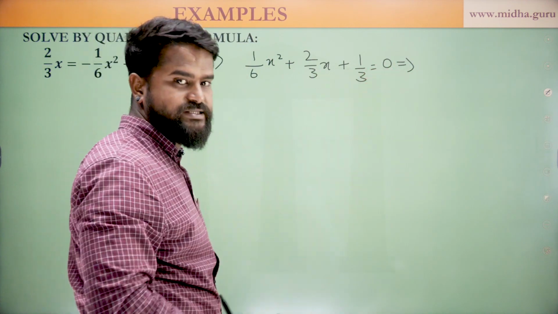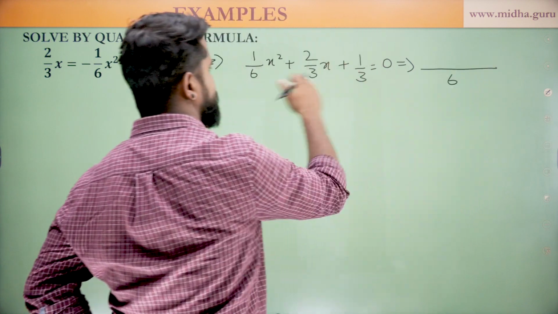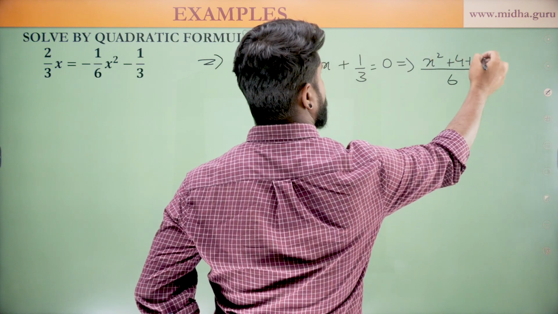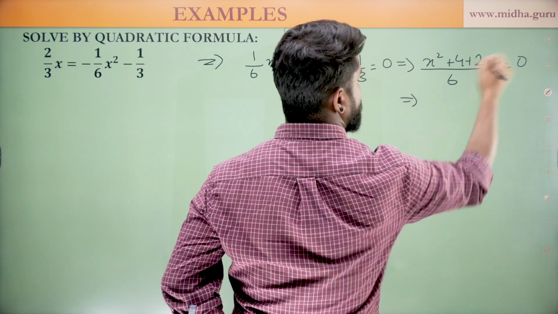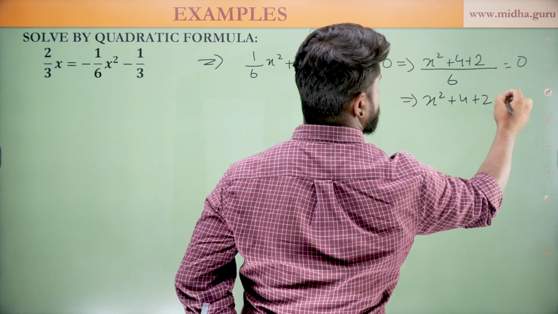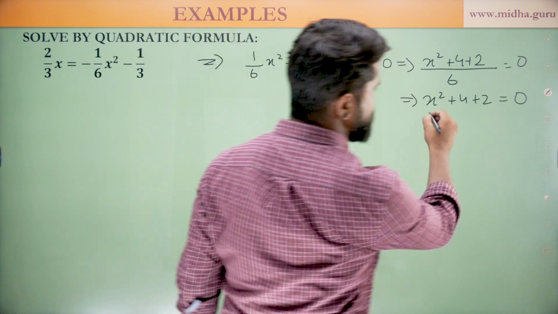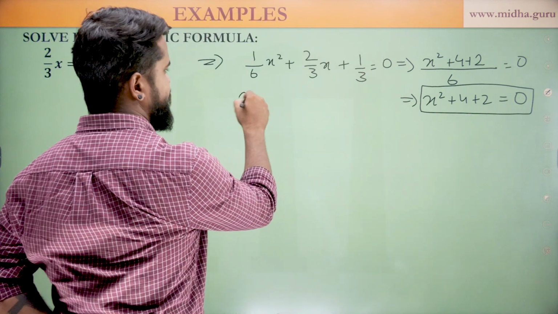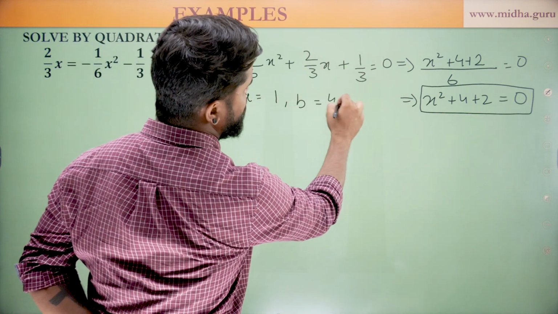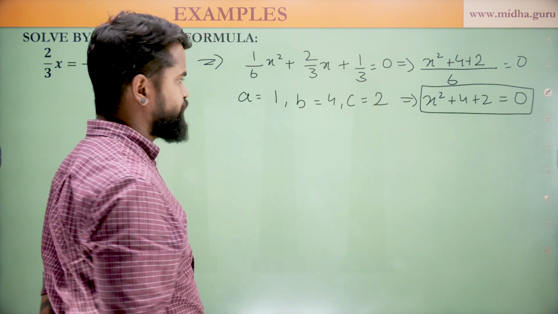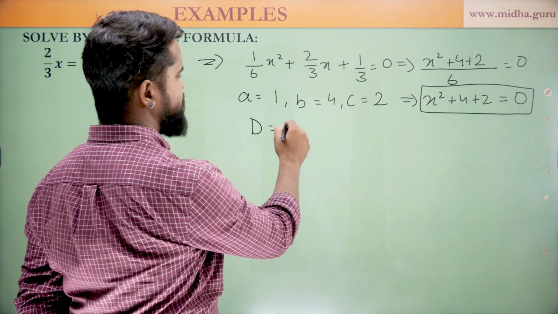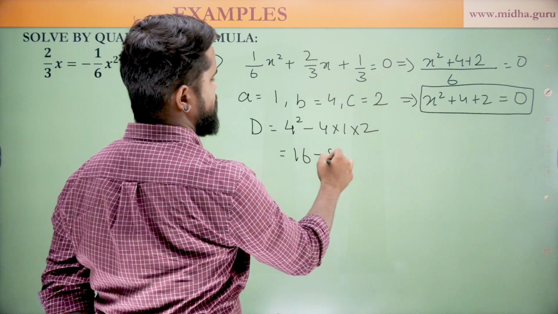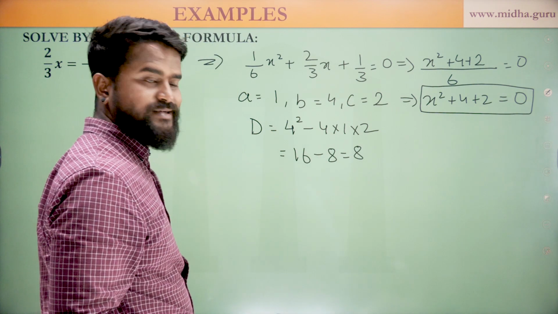If I take this whole as one fraction and take the LCM as 6, which clearly is 6, 6 and 3. So I get x squared plus, I multiply this by 2, I get 4 plus again by 2, which is equal to 0. And taking 6 to the other side, I get x squared plus 4x plus 2 is equal to 0. This is my final equation, the equation that I am supposed to solve. So I get a is equal to 1, b is equal to 4 and c is equal to 2. Now to calculate the discriminant, it is b squared minus 4 times a times c. So I get 16 minus 8, which is equal to 8.